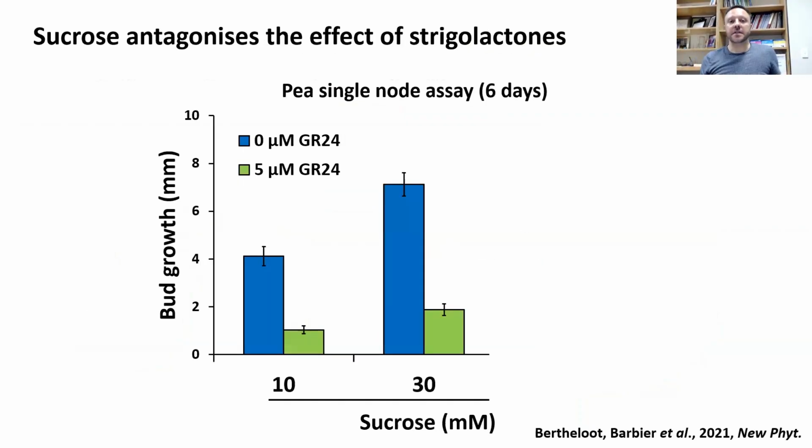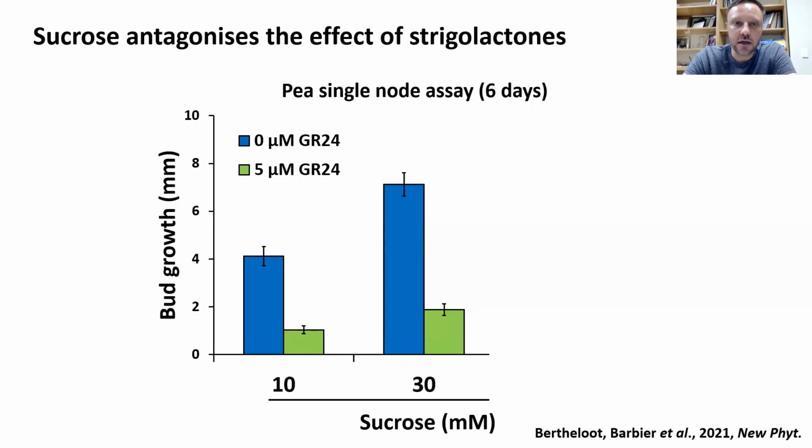So we use the same system as before to test the impact of strigolactone and sucrose on bud outgrowth. So we used pea single nodes. We treated the nodes with GR24, which is a form of strigolactone. And here we first fed them with quite a low concentration of sucrose.